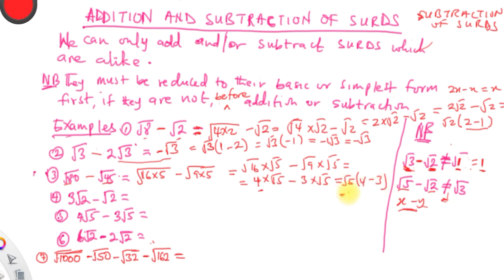So at the end you get square root of 5 times 1, which is the same as 1 times square root of 5, which is equal to square root of 5. Have you seen? So the answer you get is square root of 5. That is it.